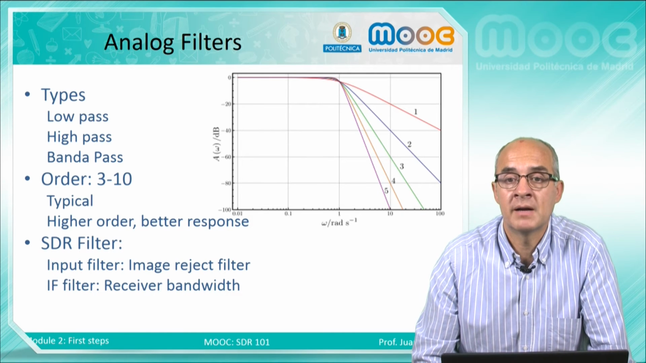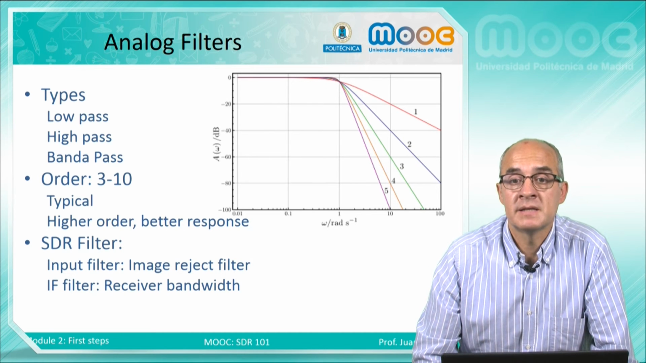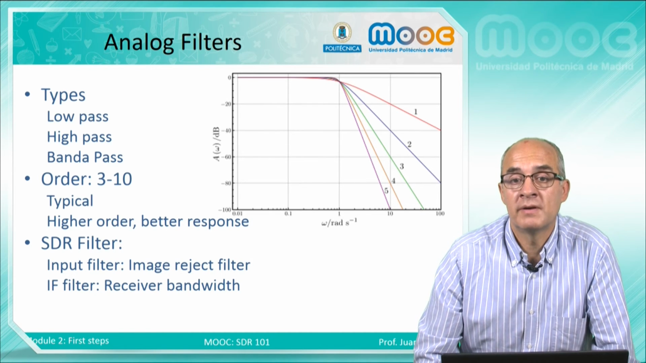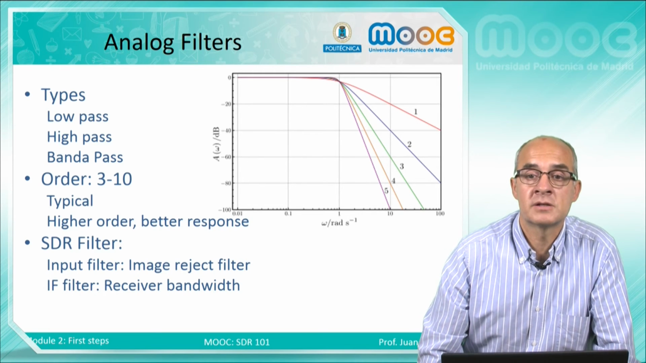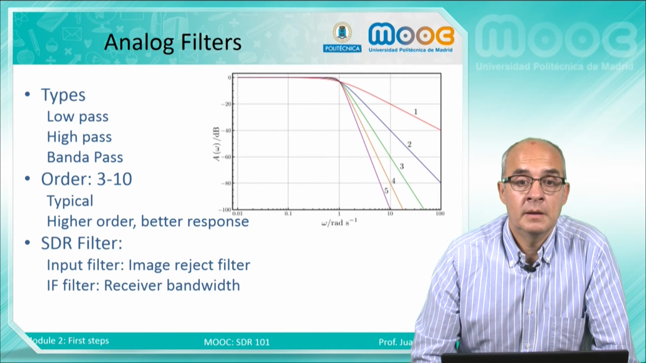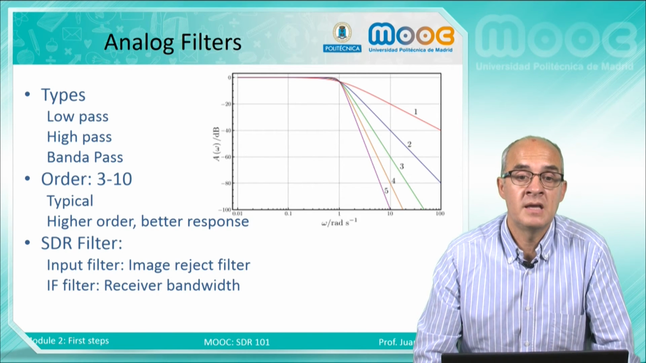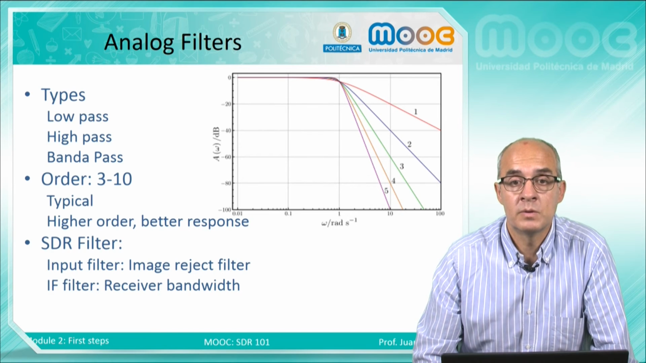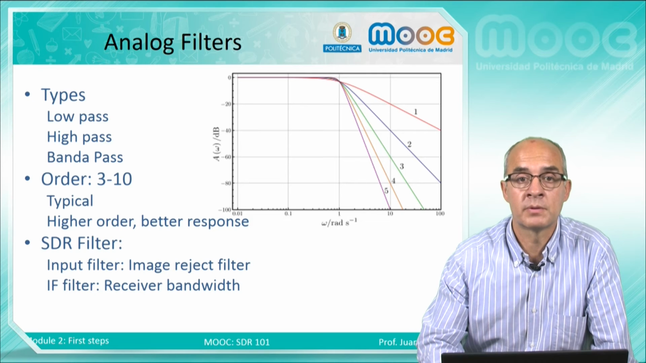Here we have a graph where we can see a low-pass filter from order 1 to order 5. We can see the slope of attenuation of the order 5 filter is much better than the slope of attenuation of the order 1. These filters are important to reject image frequency and to select the IF frequency bandwidth, which is very important for the quality of the modulation and the modulation process.